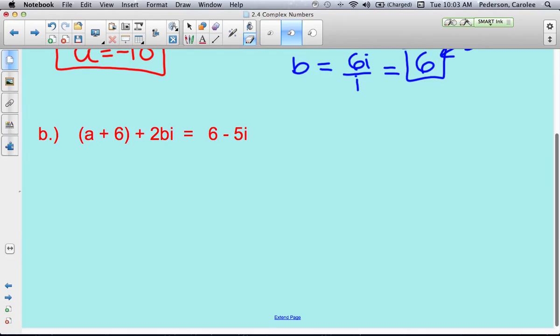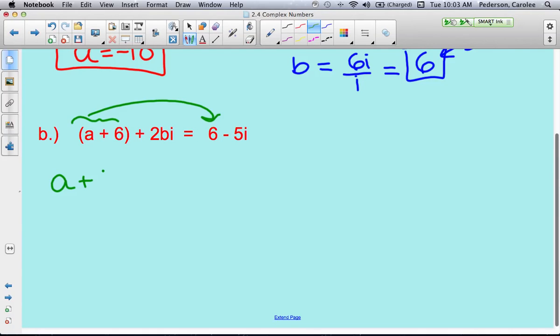So we'll set the real parts together and the imaginary parts together. So in this case, A plus 6 corresponds to my real of 6. So A plus 6 must equal 6. So what do we do to solve for that question? Solve for A. So subtract 6, and you get A to be 0. If I substitute 0 in for A, 0 plus 6 would be 6 on the right.